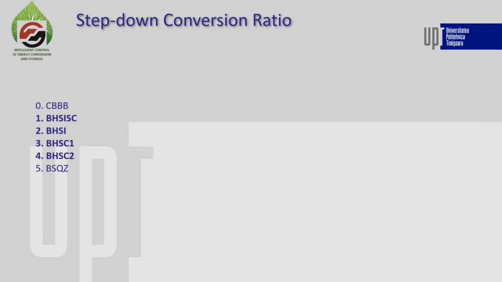And then at number 5, we have the bidirectional switched quasi-Z source converter. At number 6, we have the conventional bidirectional quadratic converter, followed by the 3 other bidirectional quadratic converters. Then at number 10, we have the bidirectional triangular modular multi-level converter, followed by the last 2 switched capacitor converters.